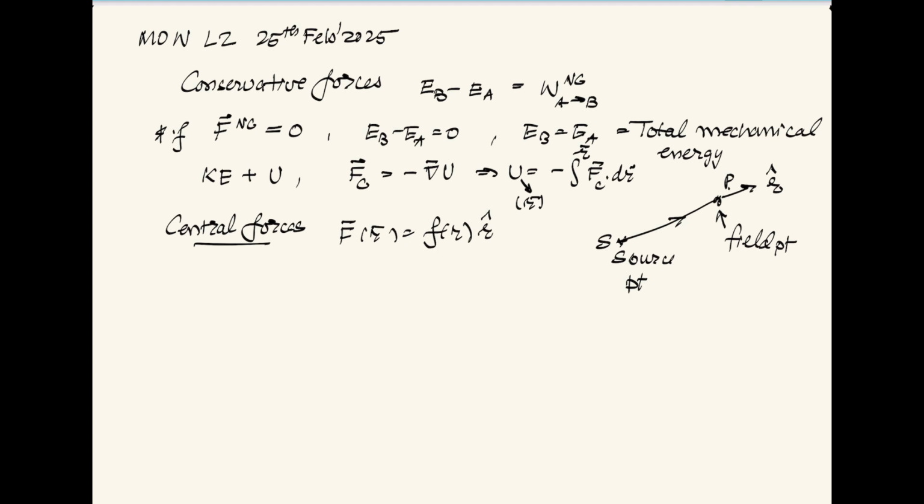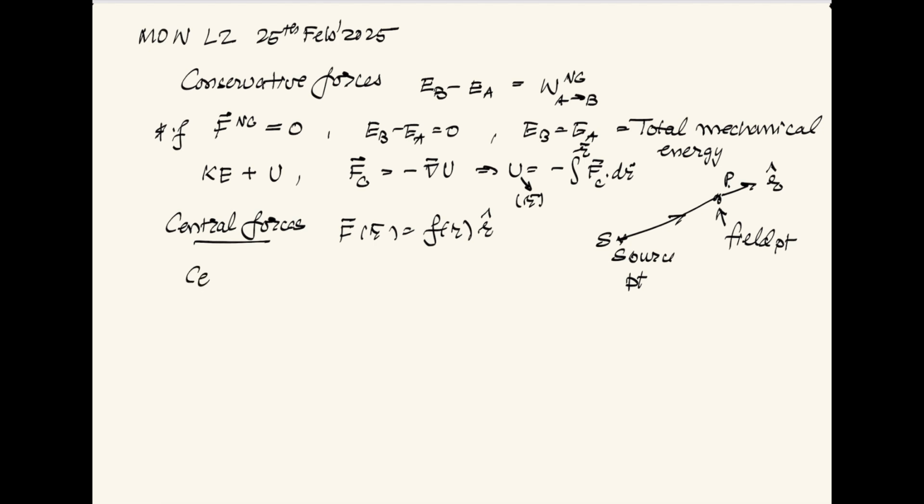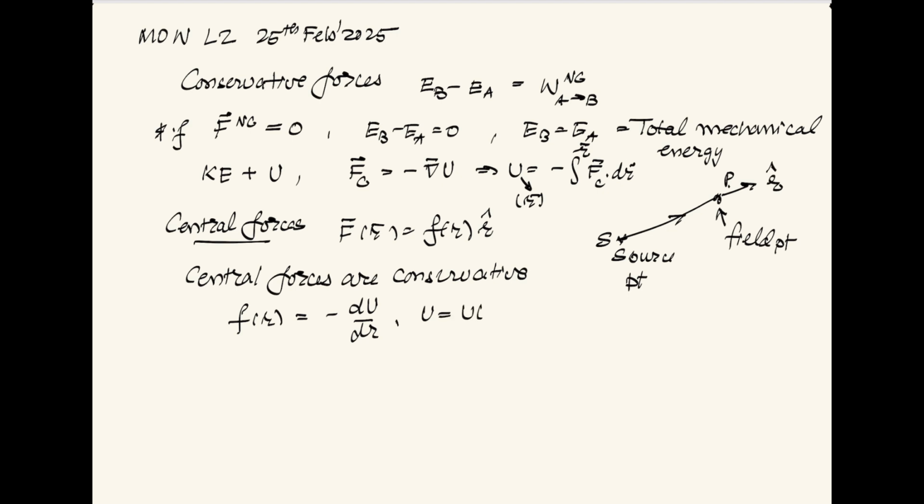Now I think we have also shown earlier that central forces are conservative, and the potential associated with the central force is given in terms of this function: f of r is equal to minus du by dr, where you'll find that u is also a function only of the radial distance and does not have anything to do with the directions. Is that okay? So this is the potential due to the central force.